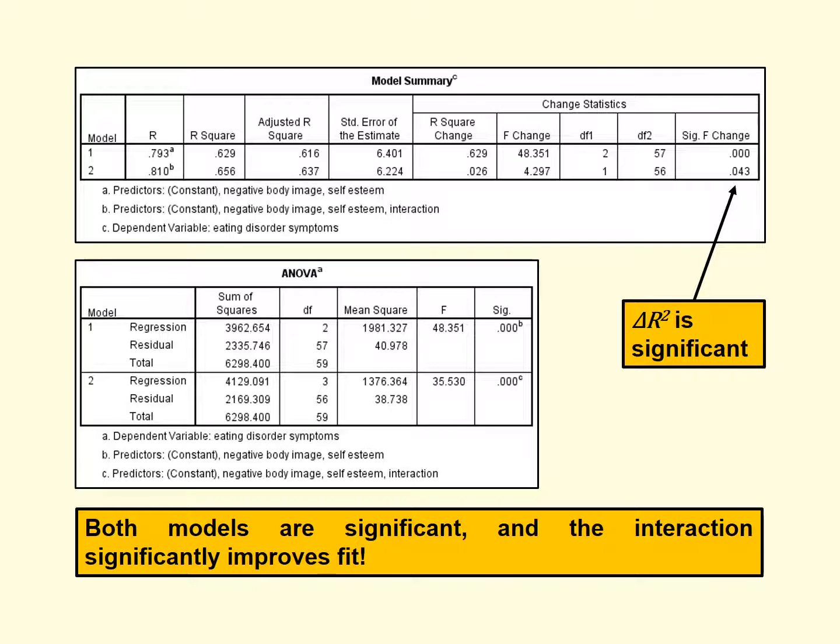Now, making the interaction term is pretty easy. I'm not going to show how to do it again. Here I've just run my hierarchical multiple linear regression, and you can see that the change in R squared is significant.